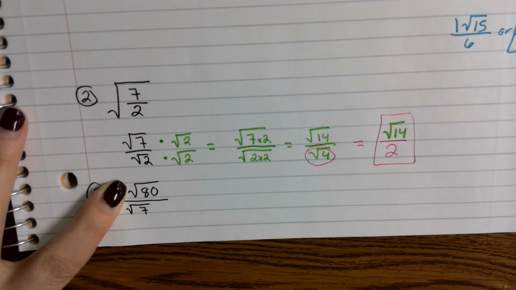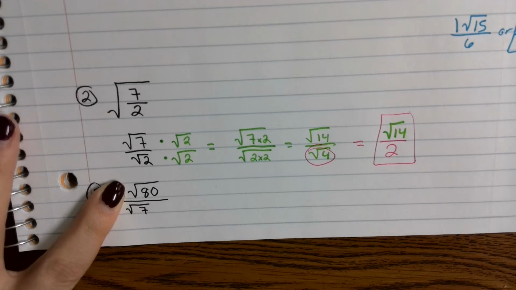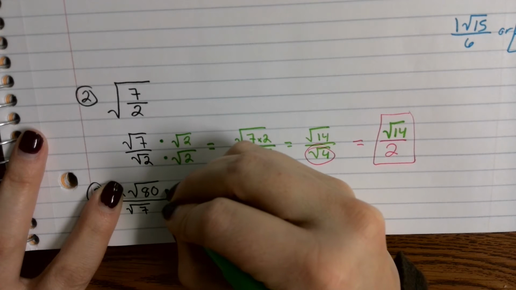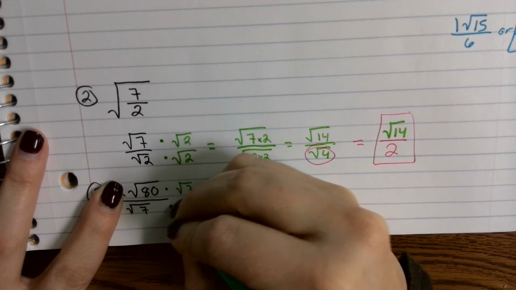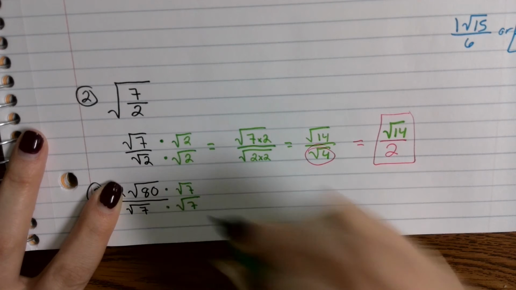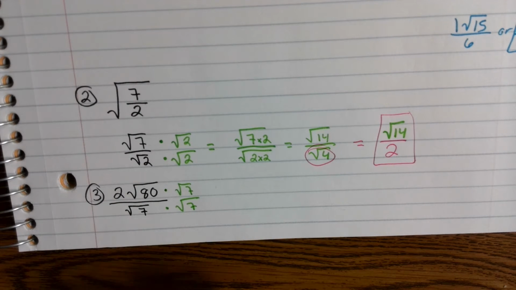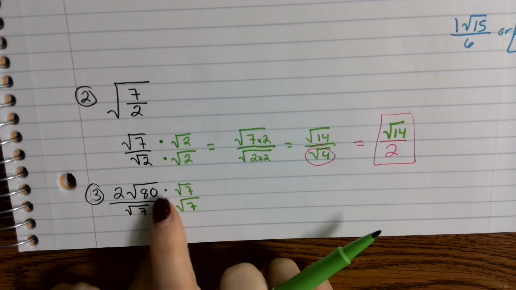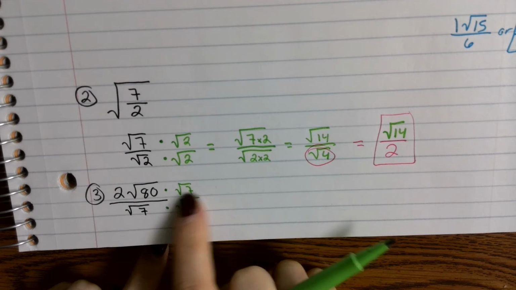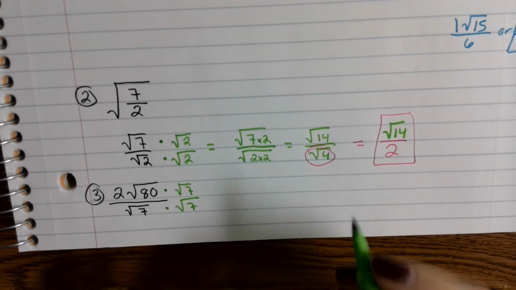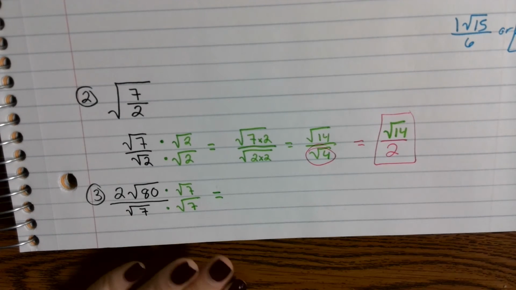Brent? Multiply by square root of 7. Multiply top and bottom by the square root of 7. Now that square root of 7, are we multiplying that to the 2 or to the 80? To the 80. You're multiplying a square root to another square root. So you're multiplying 80 and 7 together. That 2, again, is its own separate thing.